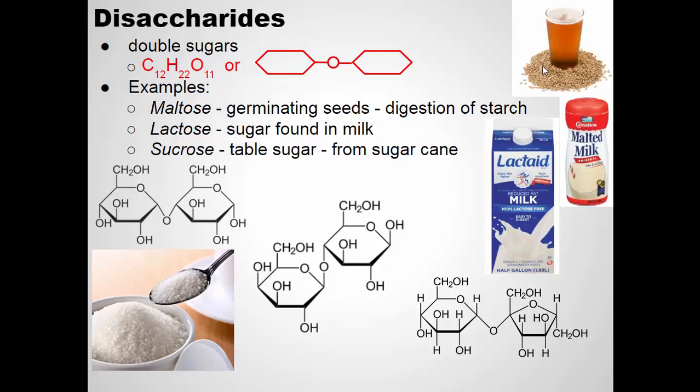Lactose is found in dairy products often. We started talking about that. We'll talk more about it. Lactose is a galactose monosaccharide combined with a glucose. Sucrose is table sugar, stuff you have in your kitchen. And sucrose is a combination of a fructose and a glucose combined. So these are all disaccharides. We can tell they're two ring shapes bonded together by an oxygen.